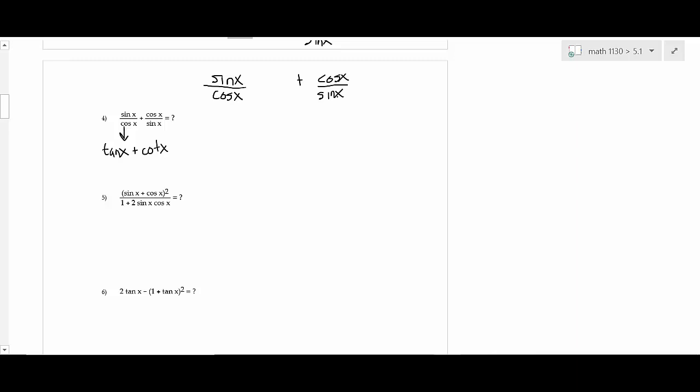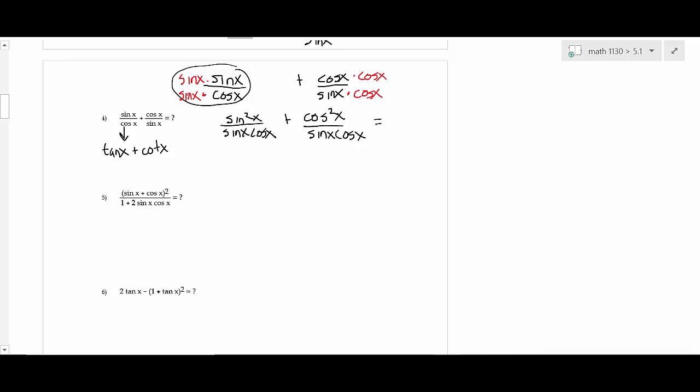Sine, cosine, right? So this one needs to have a sine in it, so you're going to multiply this by sine x over sine x. This one needs to have a cosine, so I'm going to multiply it by cosine x over cosine x. You've got to do the same to the top and bottom. So if I do this, this fraction is going to become sine squared x over sine x cosine x. This one is going to become cosine squared x over sine x cosine x.